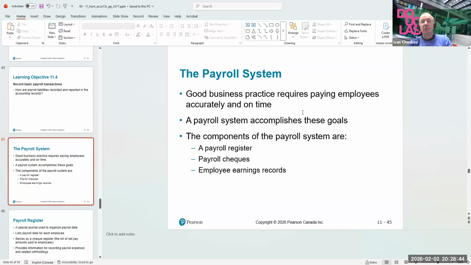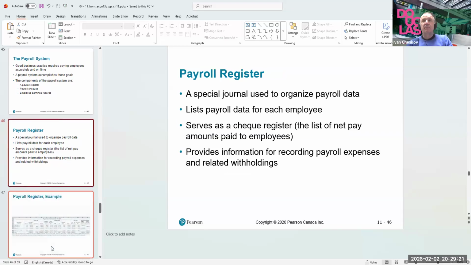Now, which are the components of a good payroll system? First one is the payroll register. We have a system where we're recording all the entries for the earnings, deductions, and everything. Payroll checks, the one that we just saw, and employee earning records. Employee earning records will be a different section, and that will be accumulated month after month to show the current month's earnings and the total to date. Let's go with the payroll register.